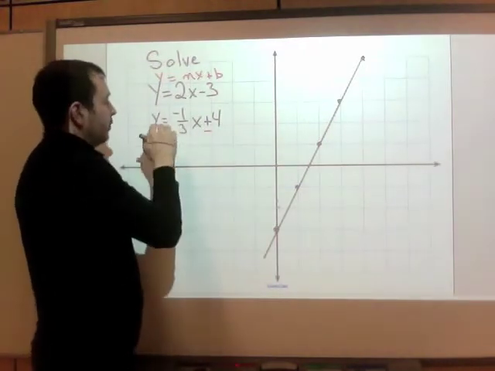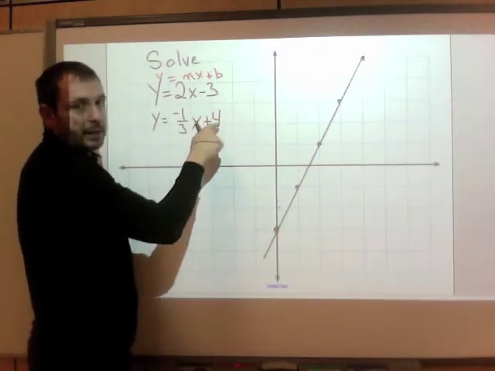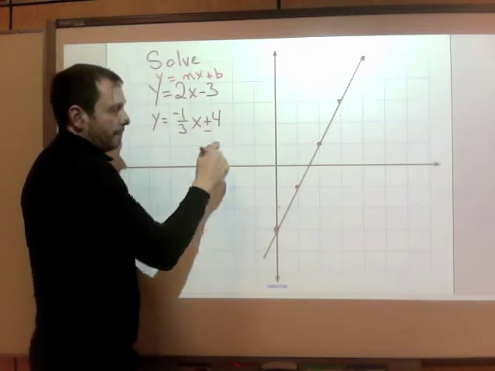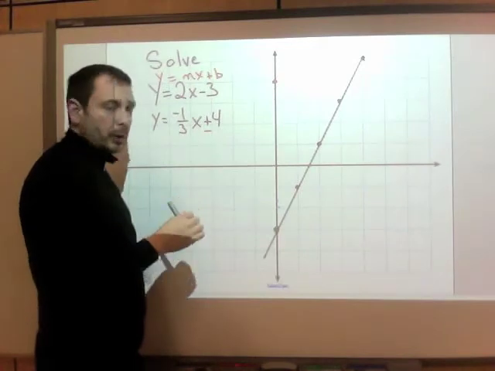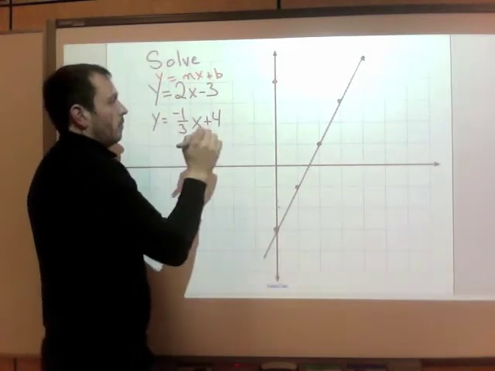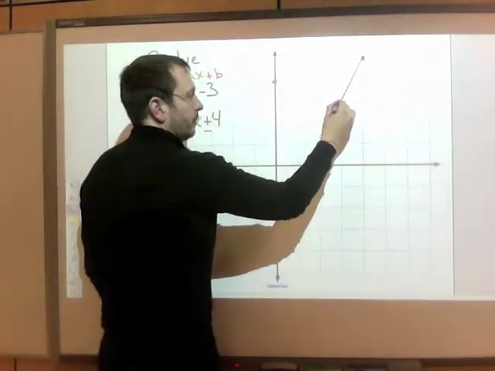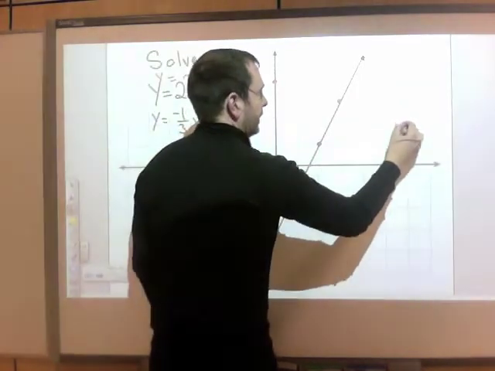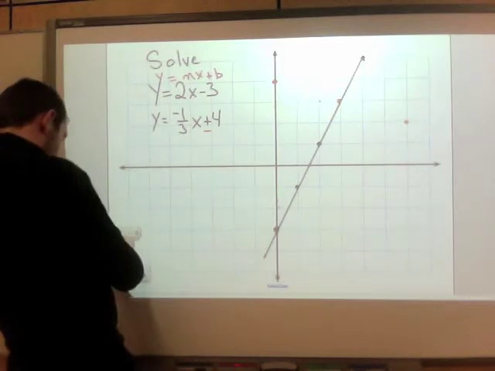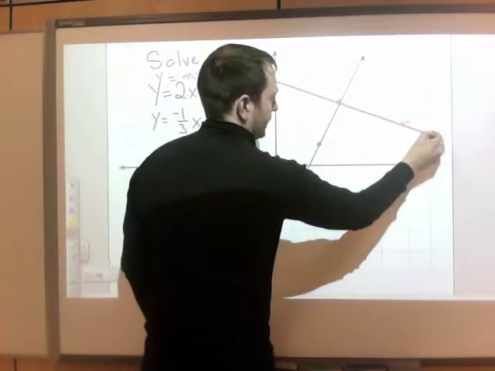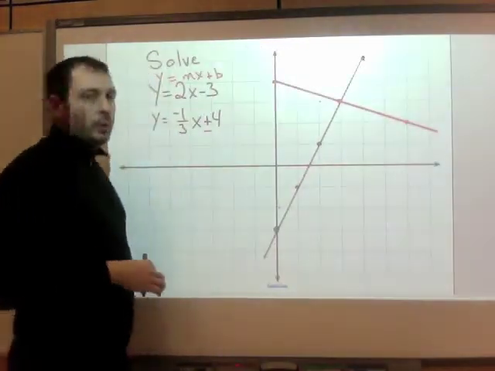Now for the next one, I'm going to use a red line. So for this one, y equals mx plus b. B's our intercept, so at 4: 1, 2, 3, 4. Our slope, our rise over our run, is going down 1 over 3. Down 1 over 3, down 1 over 3, and it continues. And I'll put this line on there, like this. So we've graphed both lines.